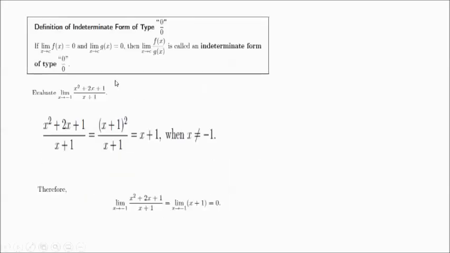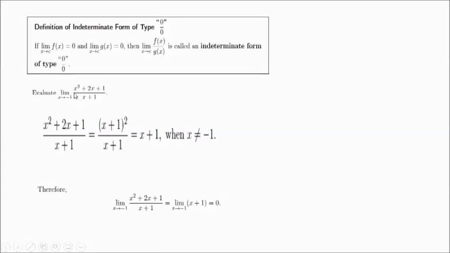Okay. So we have a special type ng limit, class. So we have indeterminate form. Ito yung sinasabi ko na both yung numerator and denominator is zero. So that is indeterminate. So it's like undefined then. Hindi nade-determine yung value nun. 0 over 0. Okay? So we have examples here.